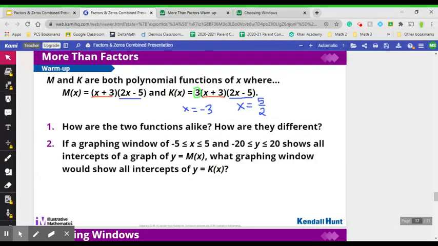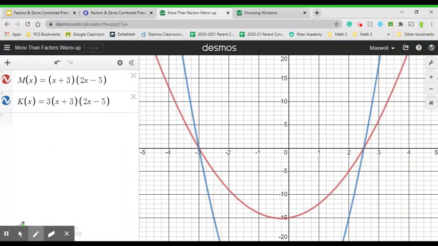Looking back at our slides, it says show all intercepts of the graph of m of x. What that means is that we can look at function m, and I can see that function m has x-intercepts of negative 3 and 2.5, like we already discussed, but it also has a y-intercept of negative 15. If you recall from a prior part, if you take the numbers and multiply them, 3 by negative 5, that is why we have negative 15 as a y-intercept.